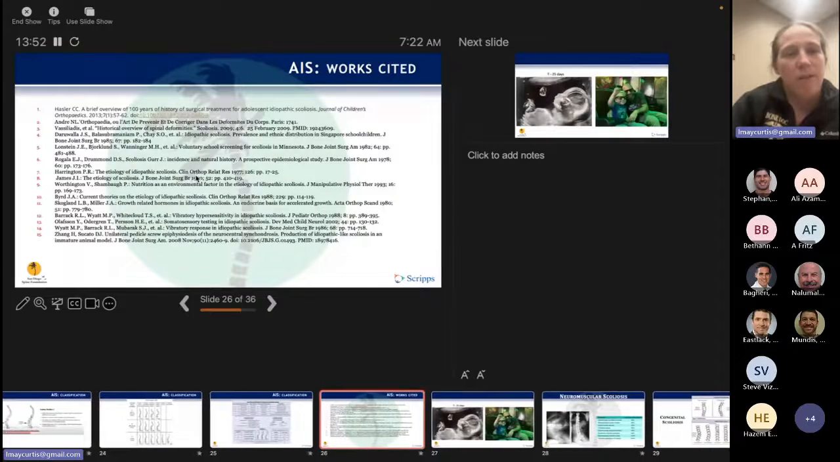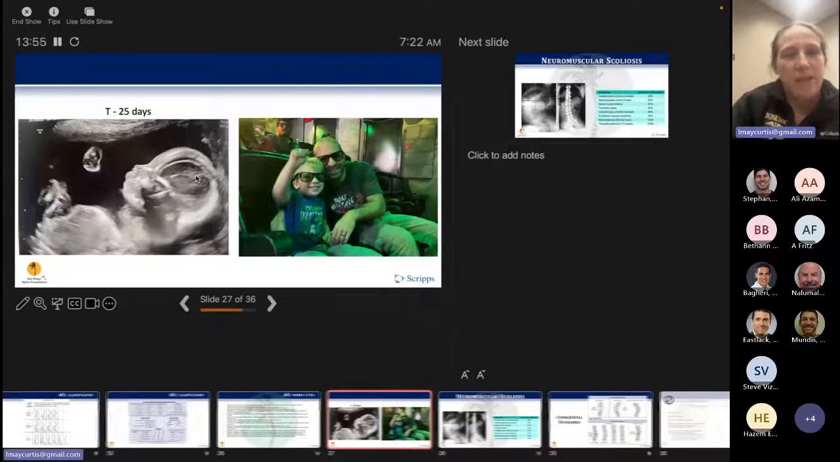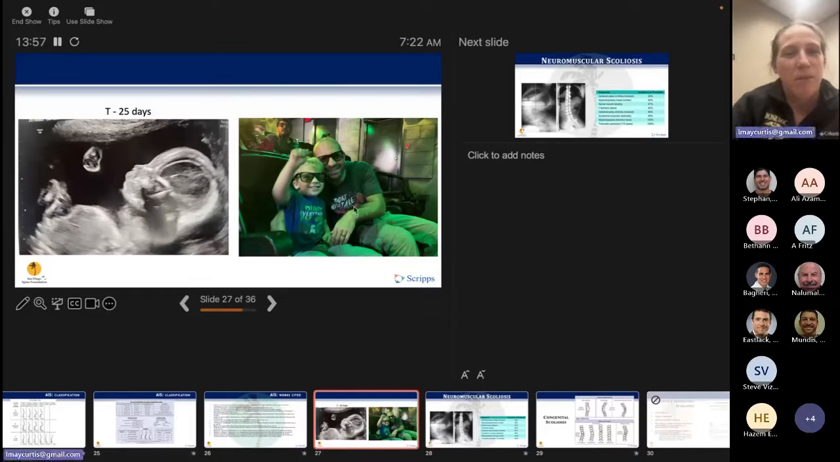So these are references. And these on the right, that's my boys at home. And the one on the left is the one I carry around with me all day. That's it.